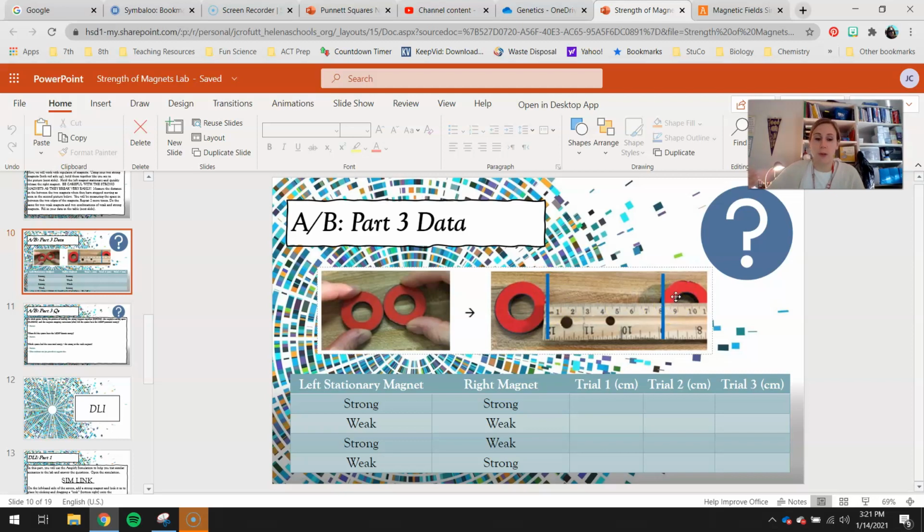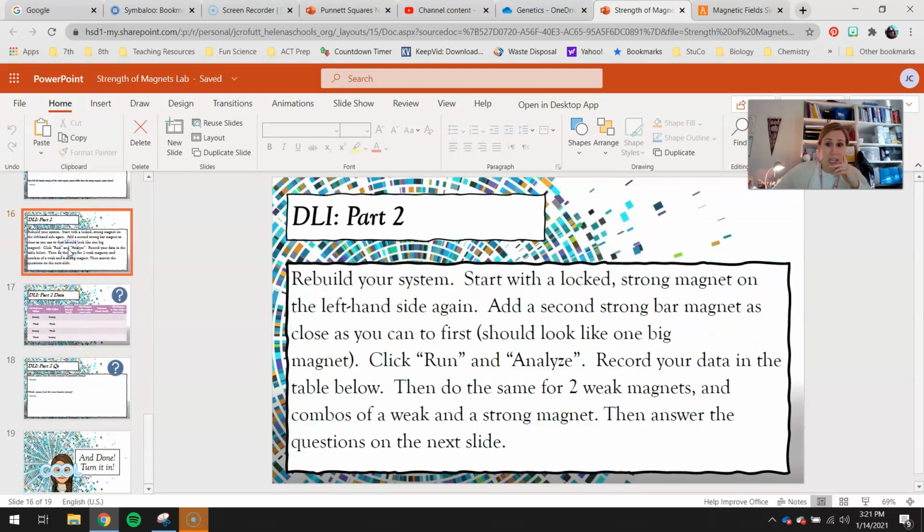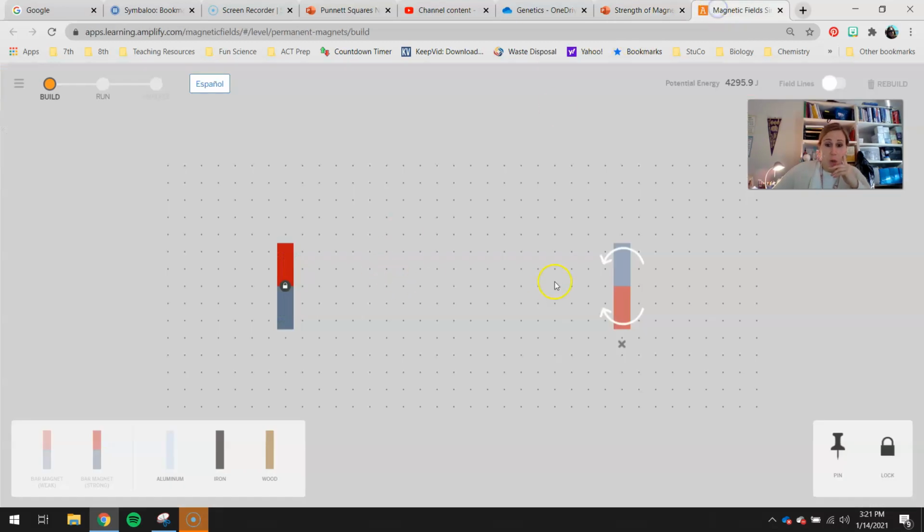Okay, then we went through and we switched. Instead of two strong magnets, we used a strong and a weak, where our strong was held in place and our weak was moved, and then switched up. So you guys can see the different combinations they used and how they set up their data. You guys will do something similar in the Amplify simulation, where you have two repelling magnets.